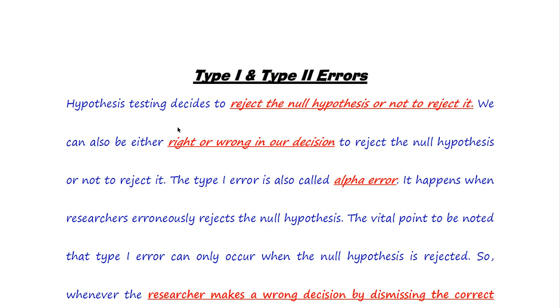Hypothesis testing decides to reject the null hypothesis or not to reject it. We can also be either right or wrong in our decision to reject the null hypothesis or not to reject it. As you know, in hypothesis testing, we start with null and alternative hypothesis. So our main task is to test the null hypothesis, whether it is true or false.